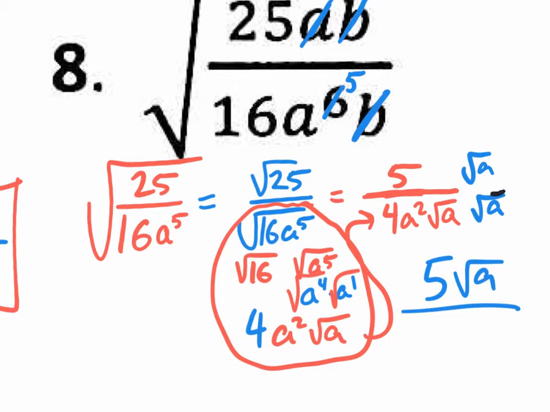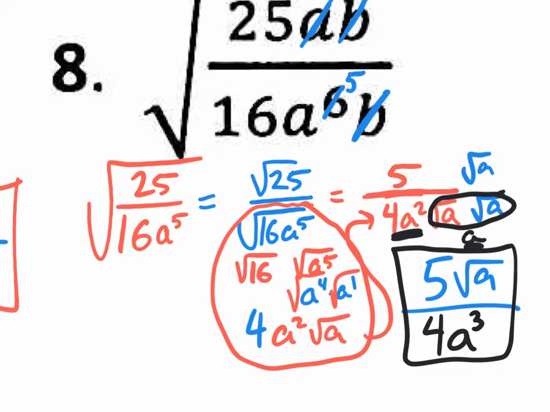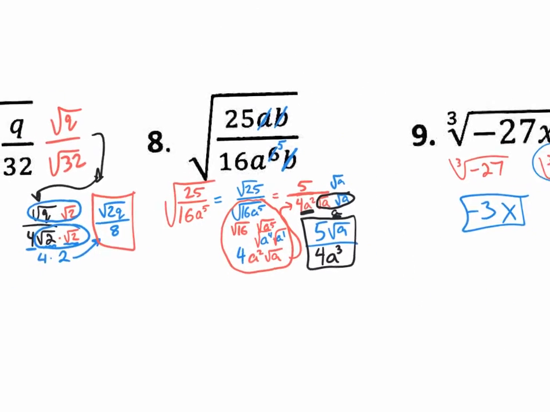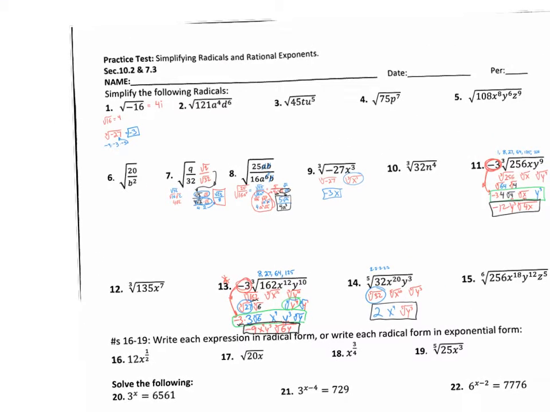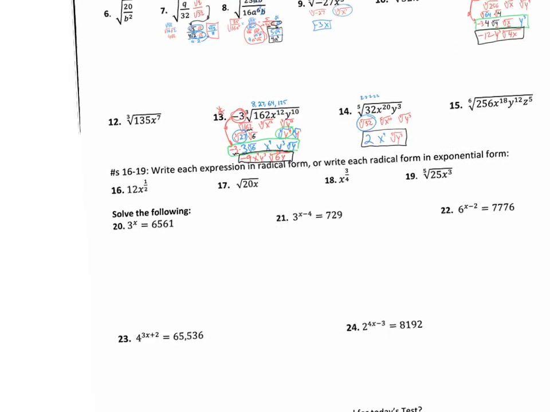So check this out. I want to circle it and put an a right here. No more square root. So what's 4a squared times a? 4a to the 3rd. A to the 2nd times a is a to the 3rd. So, ladies and gentlemen, this is your answer right here: 5 square root of a over 4a to the 3rd. Now, this whole top part is about splitting it and dealing with each one, each smaller, easier question.